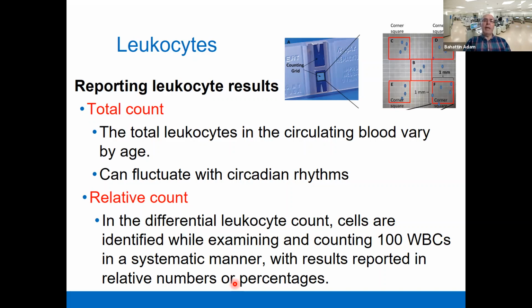In the differential leukocyte count, cells are identified by examining and counting 100 white blood cells in a systematic manner, with the result reported as a relative number, a percentage. You have to count 100 white blood cells, and then give a percentage of each subtype of the white blood cells.